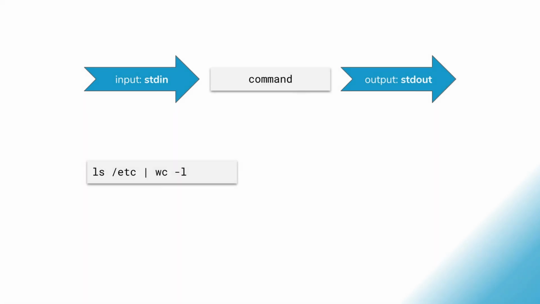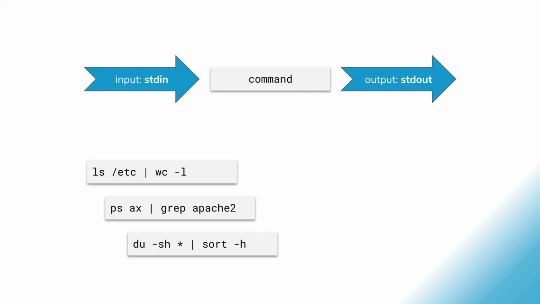Here are 3 examples of command lines using this pattern. List all the files in etc and count them. List all running processes and search for a line containing Apache 2. And print out the disk space that is consumed by all files and sort this list by the used disk space. These are 3 examples, and I'm sure you already used such patterns many times before.